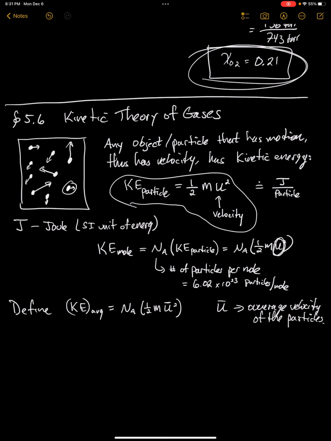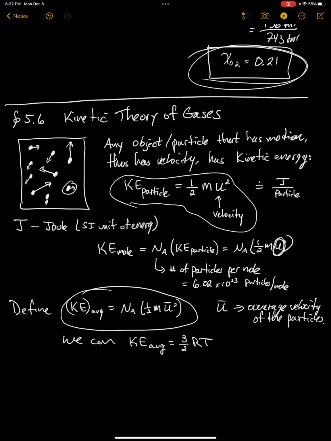Okay? So if we define the average kinetic energy in this fashion, we can show, not using this equation, but using a different technique that I'm not going to go over here because it's not that important. It's in your textbook if you want to review it. But we can show that the average kinetic energy is equal to 3/2 times the gas constant times temperature. Okay, so hold on to that idea for just a little bit.